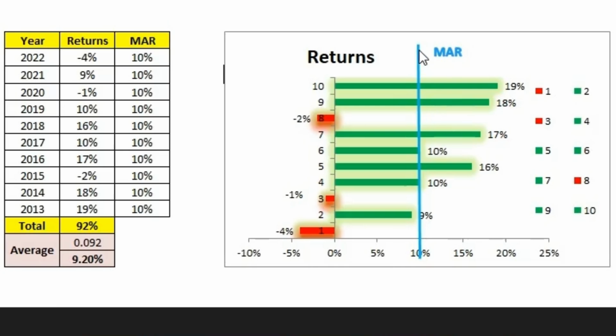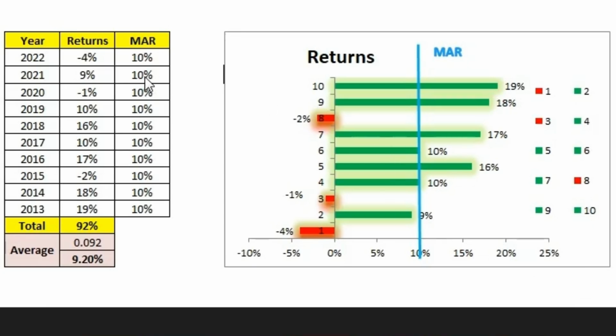And this is your MAR, which is what you are expecting, a positive 10% return from this company, from your investments. So this is the pictorial representation of what you exactly want. Now what you exactly want may not be exactly what you get.